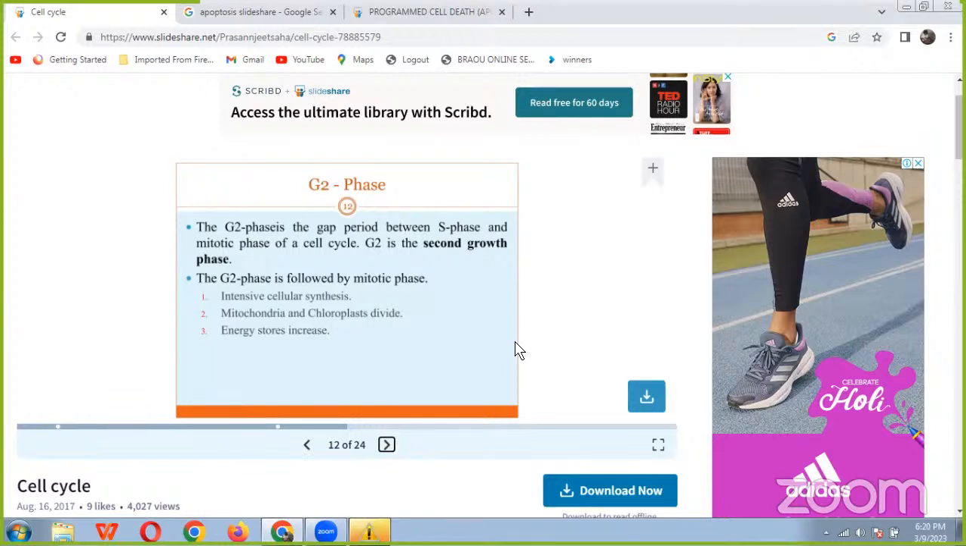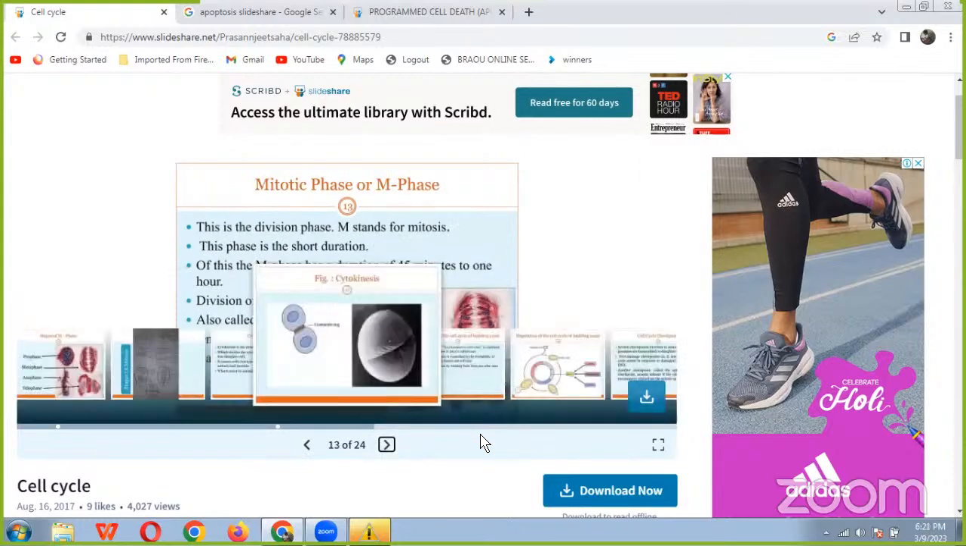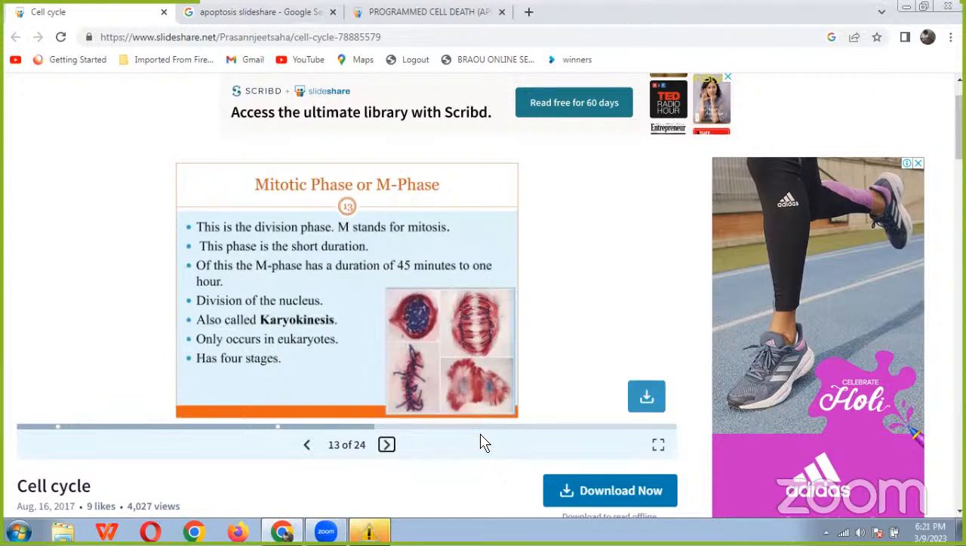G2, what is its importance? What are the characteristics of the G2 phase, which is followed by the mitotic phase? Intensive cellular synthesis. Mitochondria and chloroplasts are divided. Energy stores increase. We already discussed that interphase is over. G1, what is the main importance? This is the longest period, the G1 phase.